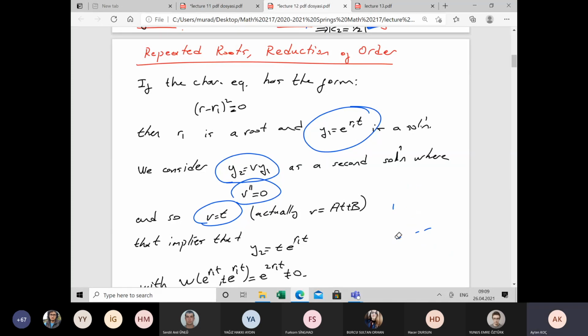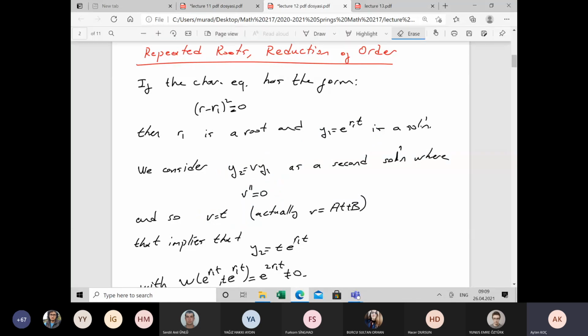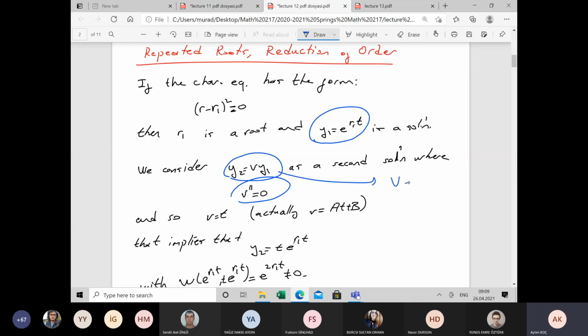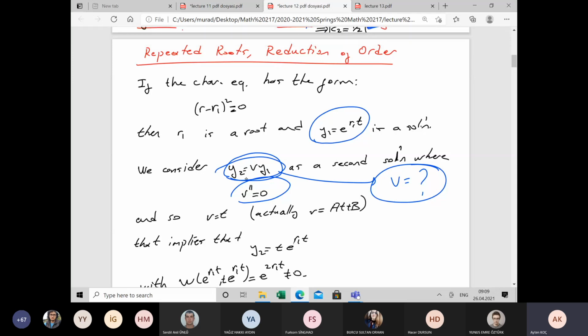So, our aim is to get the second solution, but the second solution should be fundamental. We claim that if this one is the first solution, the second solution should be y sub 2 is v y sub 1 such that v double prime is 0. Our aim is to get what's the v. If we get v, then we know y sub 2. Here v double prime is 0, so integrating both sides we obtain v is t.